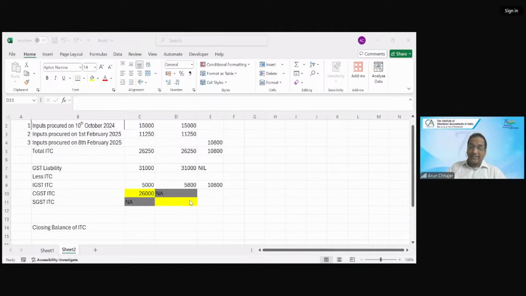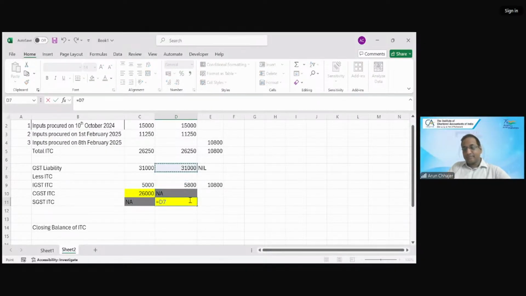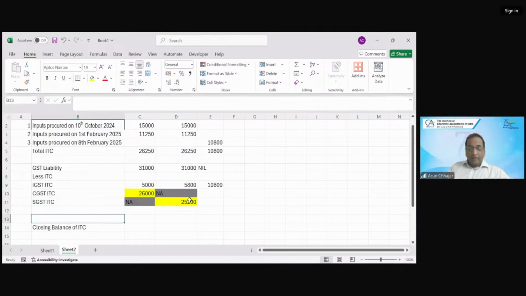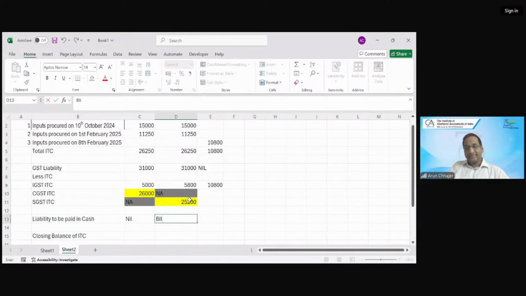Yes, Gulika is already confirmed. Great. 25%. Liability to be paid in cash. Do I need to pay any liability in cash? No. You are not required to pay any liability in cash.